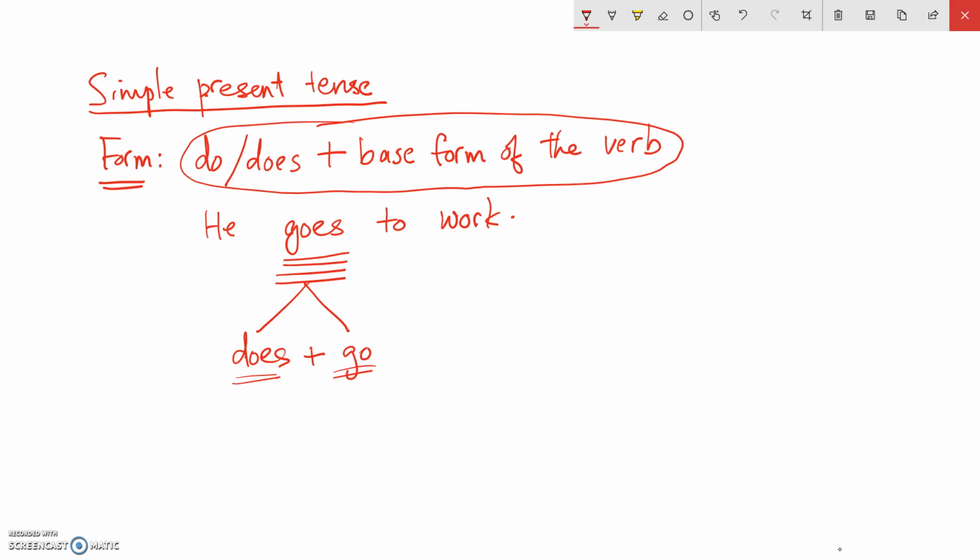Instead of he, if we use they, it becomes they go to work. So here go could be divided into do plus go. So this is the form of simple present tense. Now there are two uses for simple present tense.